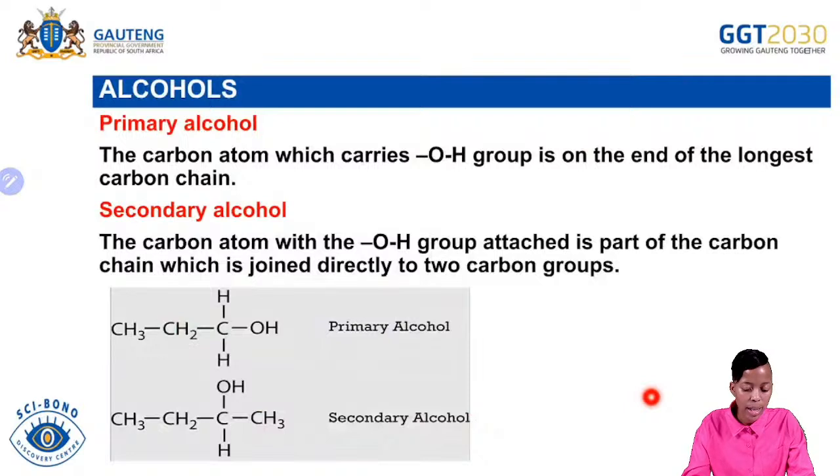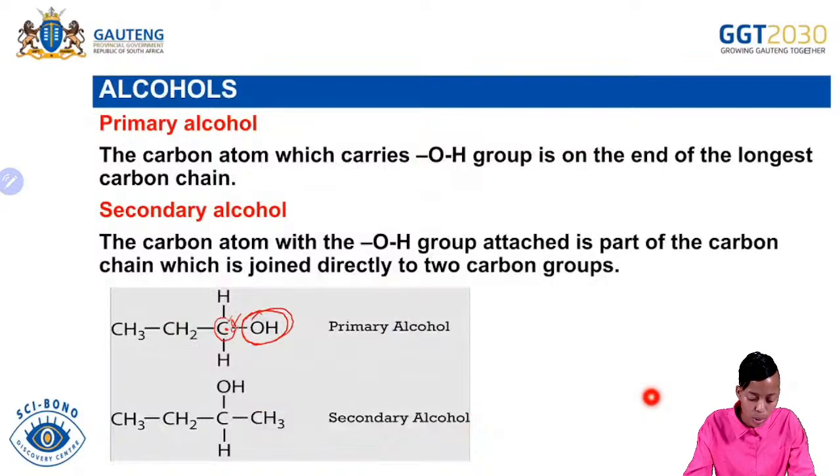Okay, then we have alcohols here. We have a primary alcohol. It says the carbon atom which carries the OH group is on the end of the longest carbon chain. So this is the carbon atom which is carrying the OH group, is on the end of the longest carbon chain. This carbon that is carrying the OH group is on the end.